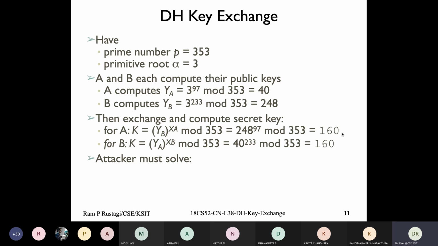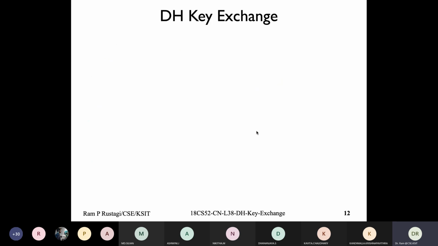Now for the attacker to solve this, the attacker must find out what is 97 or what is 233. The attacker knows 248 and knows 353, but from the values 248 and 353, the attacker cannot find out 97 for a large P. And that is where security gets implemented, because this is a hard problem. That is how the Diffie-Hellman algorithm basically works, using a shared secret key.